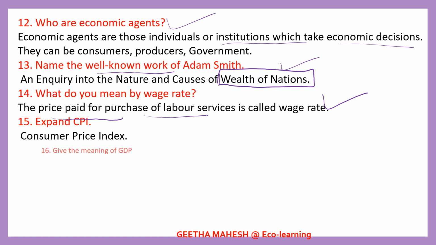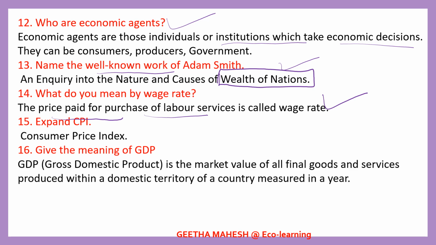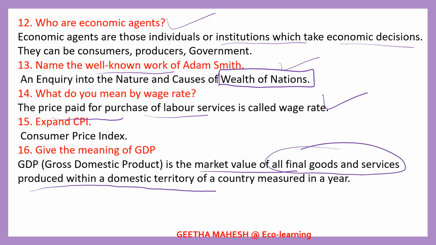So next important question, give the meaning of GDP. GDP meaning kodbekagutte. So you can write it is a market value of all final goods and services produced within the domestic territory of a country measuring or measured in a year. ಒಂದು ವರ್ಷದಲ್ಲಿ ಒಟ್ಟು ಉತ್ಪಾದನೆ ಆಗಿರುವಂಥ ಸರಕು ಮತ್ತು ಸೇವೆಗಳ ಮೌಲ್ಯನ ನಾವೇನು ಮಾರ್ಕೆಟ್ ಮೌಲ್ಯನ ಏನು ಕನ್ಸಿಡರ್ ಮಾಡ್ತೀವೋ ಸೊ ಅದನ್ನು ನಾವು GDP ಅಂತ ಹೇಳ್ತೀವಿ.